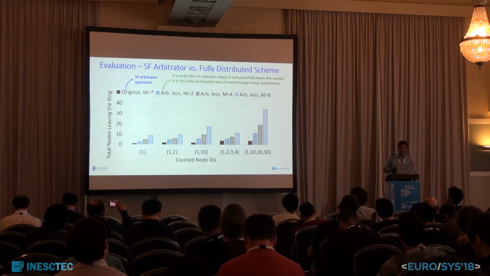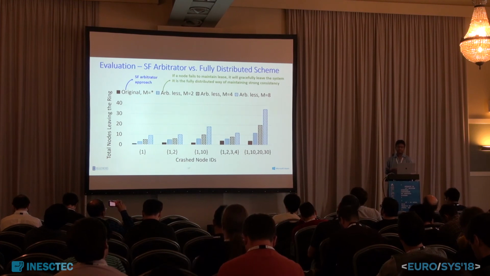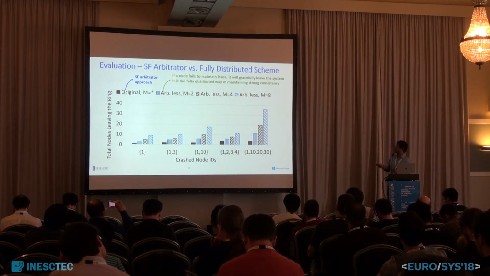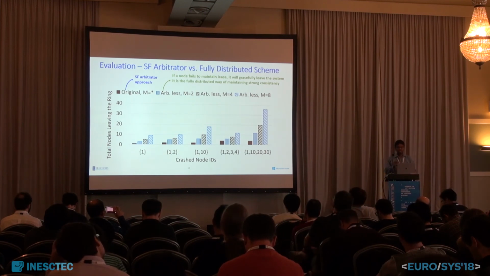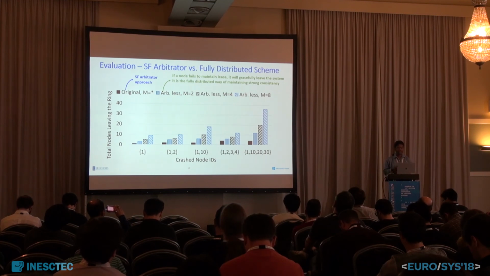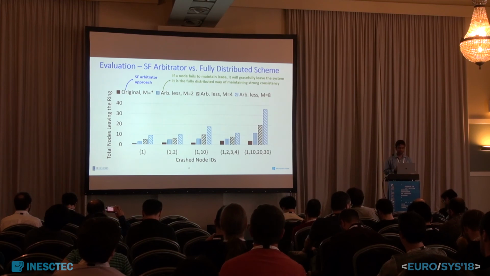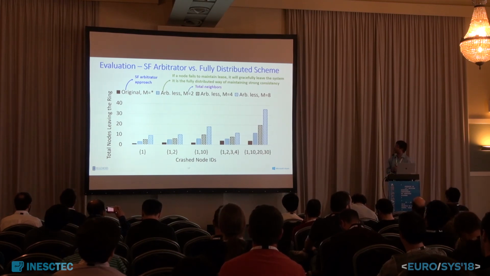Now, I will jump to the evaluation part. Here, we evaluate our Service Fabric's arbitrator-based approach against an arbitrator-less approach, where if a node fails to maintain its lease, it will gracefully leave the system. It is a fully distributed way of maintaining strong consistency. In both cases, we varied the total number of neighbors.